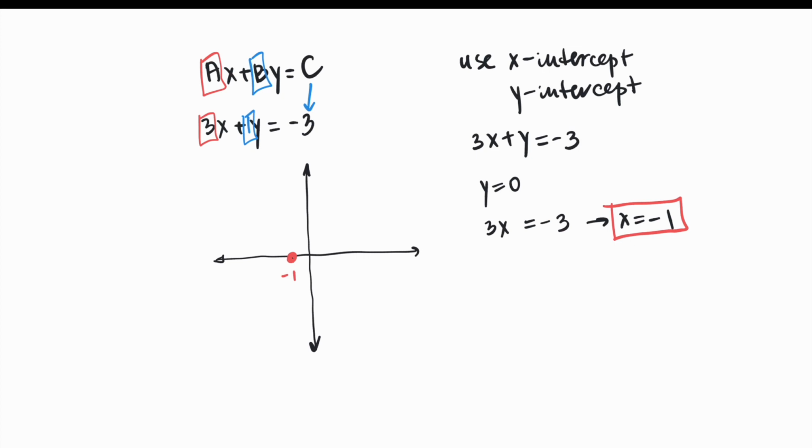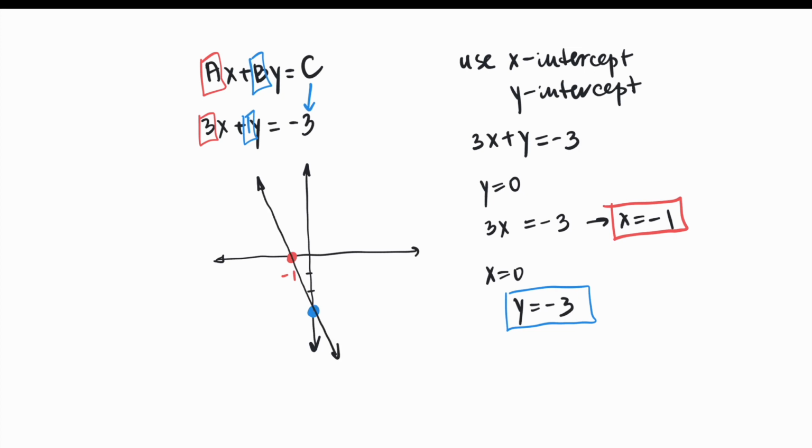To find the y-intercept, we will go back to our original equation right here and replace x with 0. So now I make my x to be 0, and the equation now turns into y equals negative 3, because here 3 times 0 is 0. So all you have left is y equals negative 3. This is your y-intercept. You will place that on the y-axis and connect the 2 points.